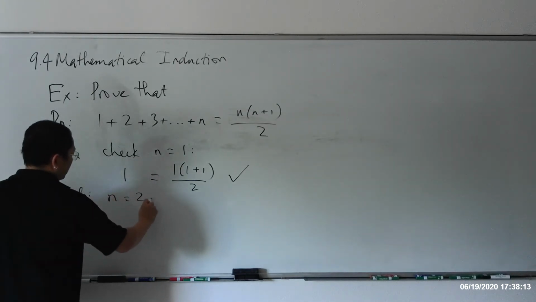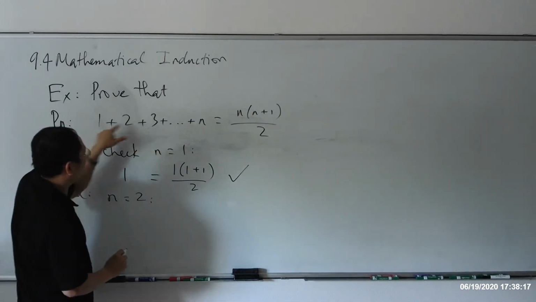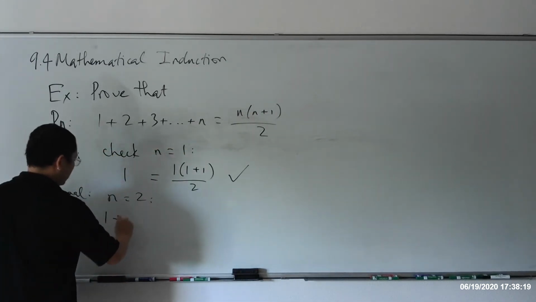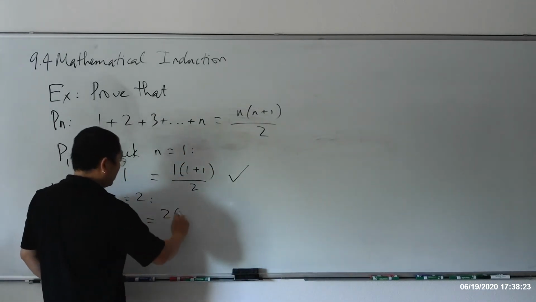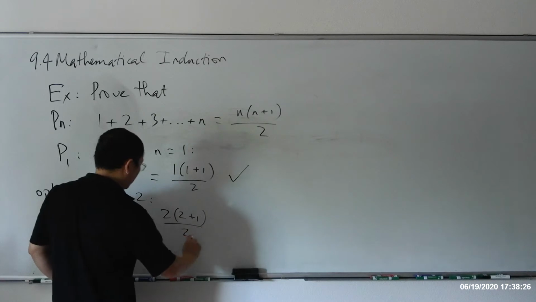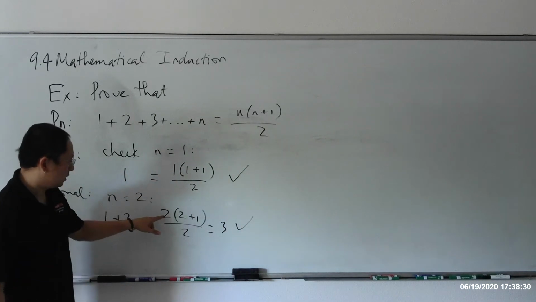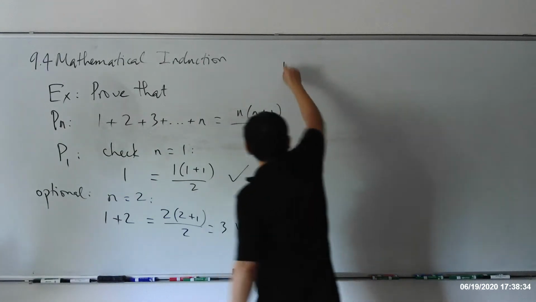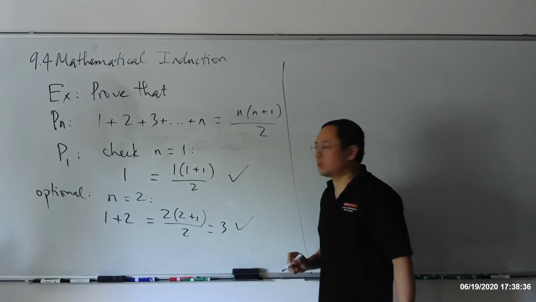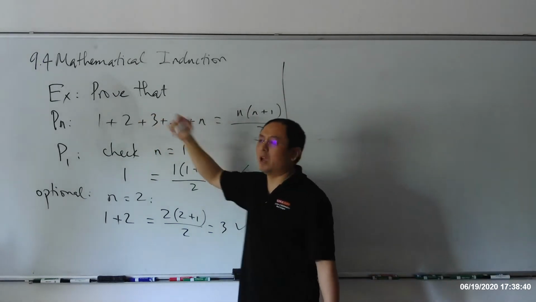Try n equal to 2, see what you get. The left-hand side will be the sum of two terms, so 1 plus 2. On the right-hand side, with n equal to 2, you get 2 times (2 plus 1) over 2. Are both sides equal to 3? Yes, 1 plus 2 is 3, and the 2s cancel out, 2 plus 1 is 3. Let's check a couple more, just to convince you that this statement Pn is true for any value of n.